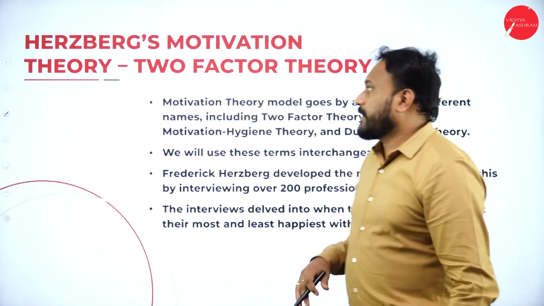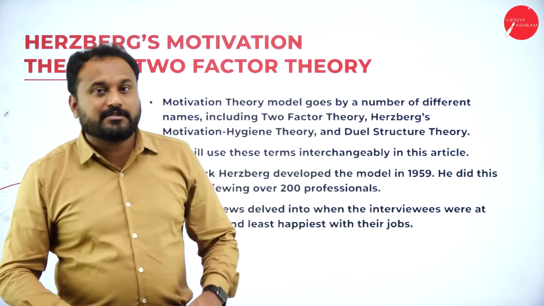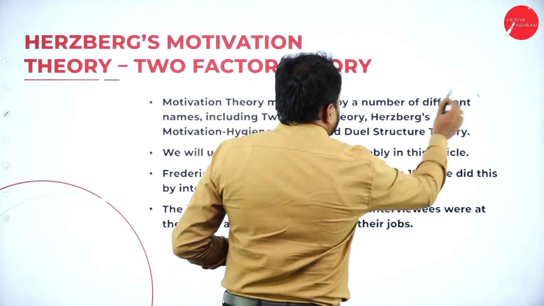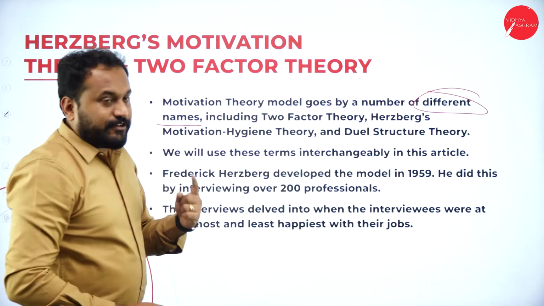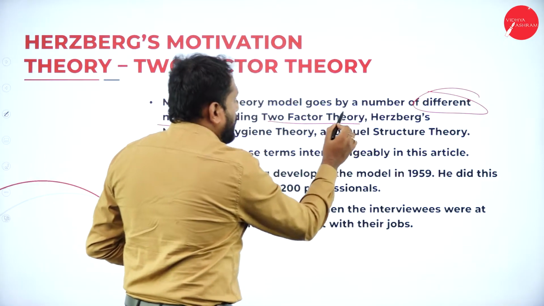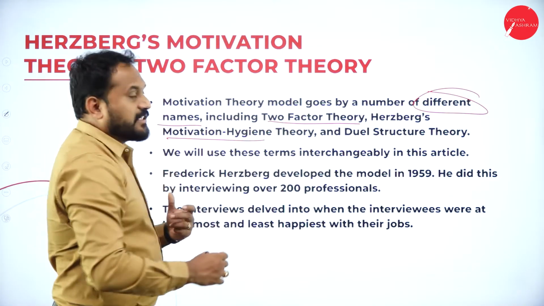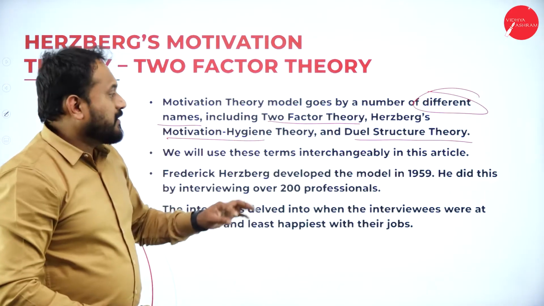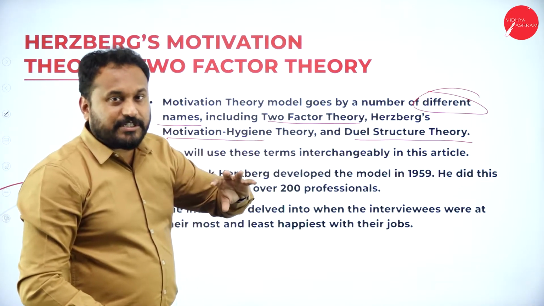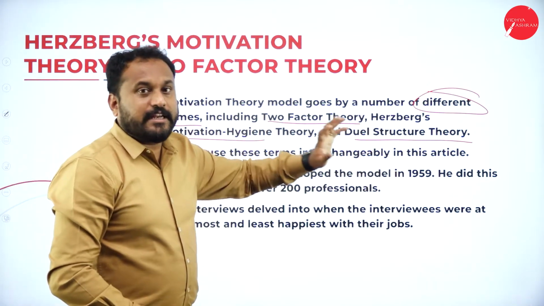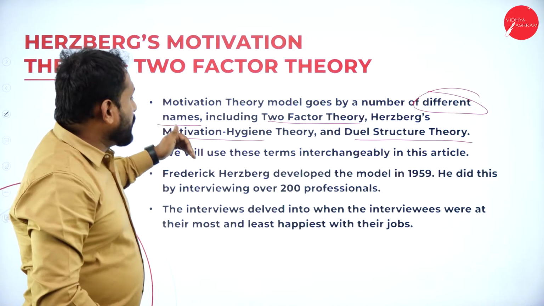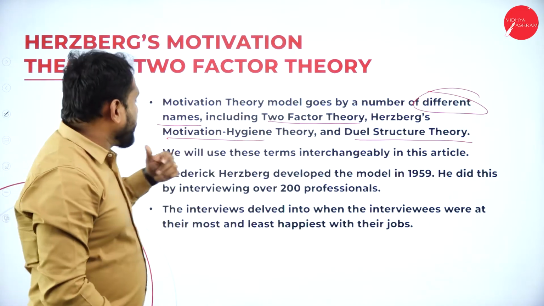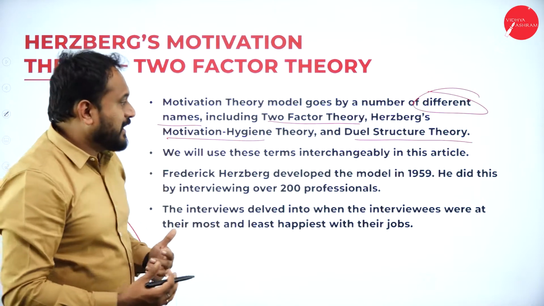Now, in the Hertzberg motivation theory, that is the two-factor theory, please do understand that the motivation theory model goes by a number of different names. The first one is two-factor theory, or Hertzberg motivation hygiene theory, or you can say dual structure theory. So if you get any question, explain dual structure theory, it is called Hertzberg theory. Whether it is motivation hygiene theory, again it is Hertzberg. Two-factor theory, again it is Hertzberg. So we'll use these terms interchangeably in this article.